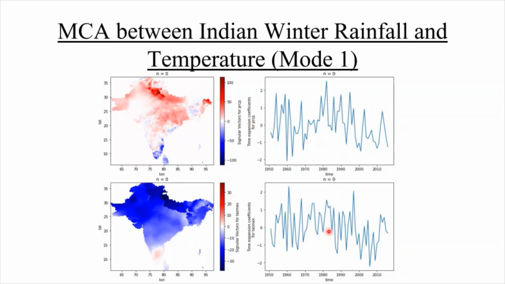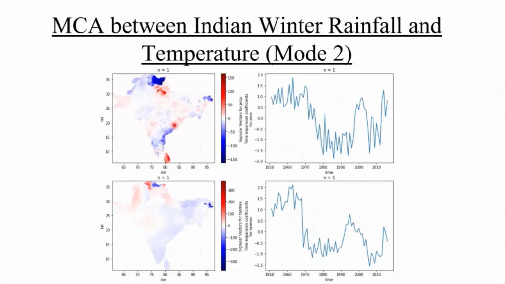Remember U star, and we talked about X star and Y star. So this is the X star, the principal component of U, and this is the principal component of V. That means the principal component of maximum temperature and the principal component of precipitation. Similarly, we also plotted mode 2, the second mode of MCA analysis.